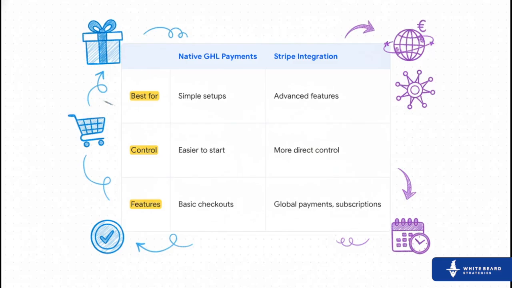Let's just break it down. GHL's native payments are fantastic if your setup is simple. You're selling one product with a basic checkout, it's easy, it works, you're good to go. But what if you need to manage complex subscriptions or get really deep financial reporting, or you want to take payments from all over the world? Well, that's when integrating Stripe directly as a spoke gives you all that power and direct control.